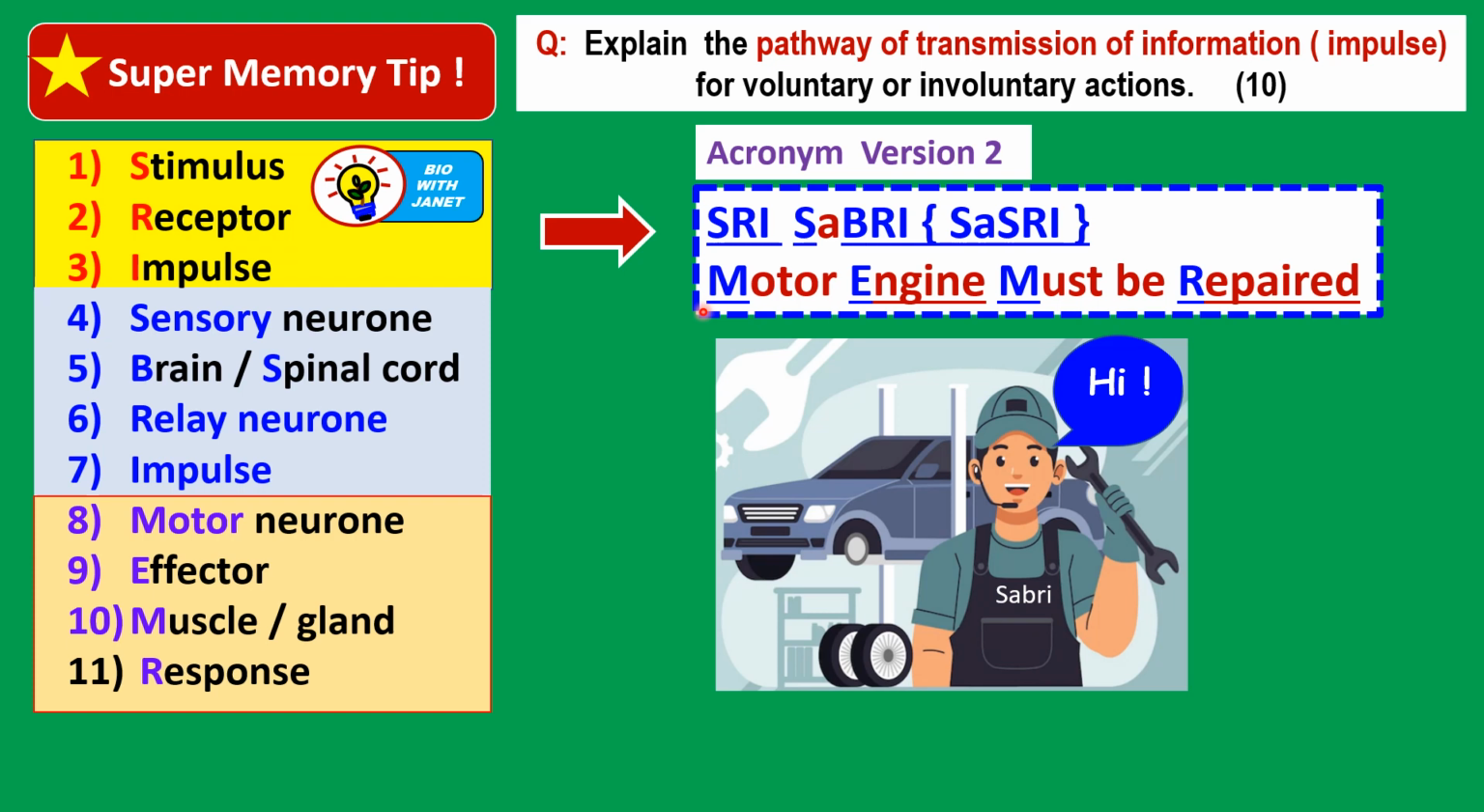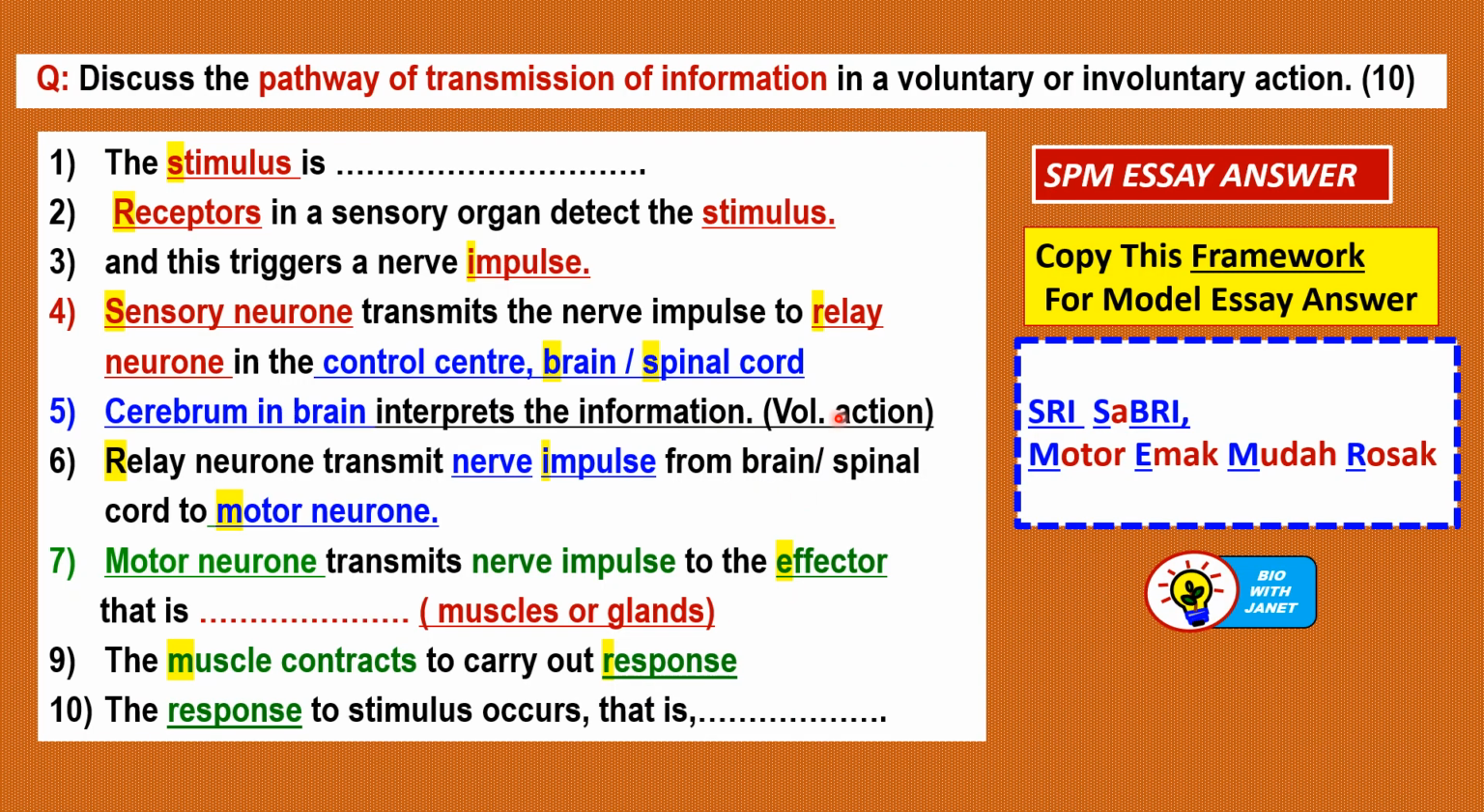Okay, the first acronym is Sri Sabri, motor emak mudah rosak, right? This one is motor engine must be repaired. So you can choose. All right, but I will use the first acronym when I discuss the answers to the essay questions. So to discuss the pathway of transmission of information in either a voluntary or involuntary action, here is the framework for your essay answer, which you can copy and use to answer questions on this topic.